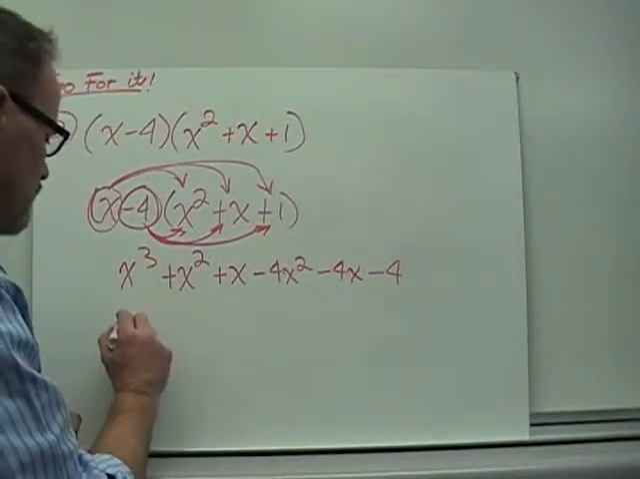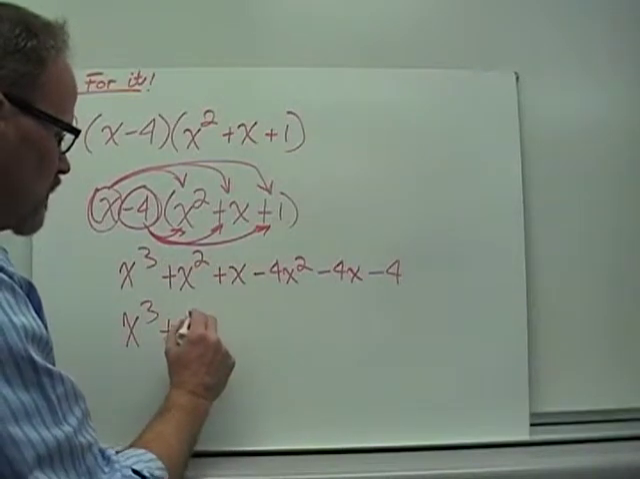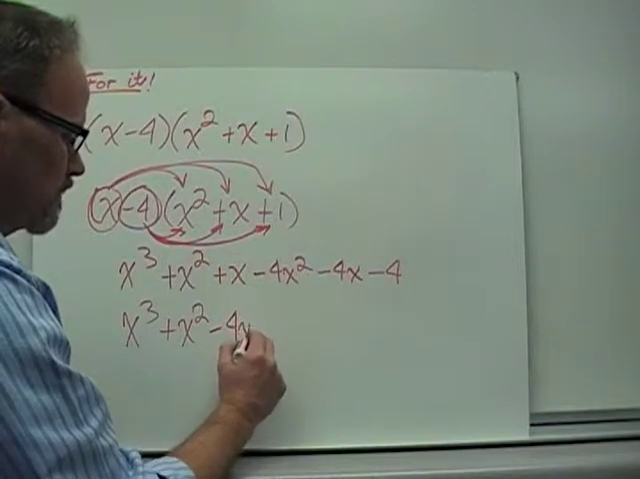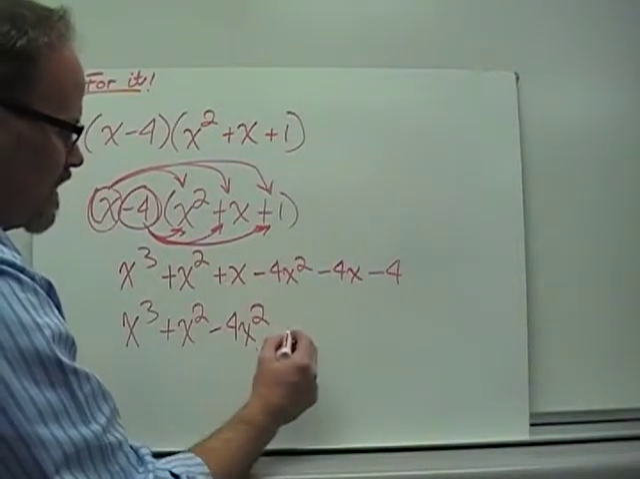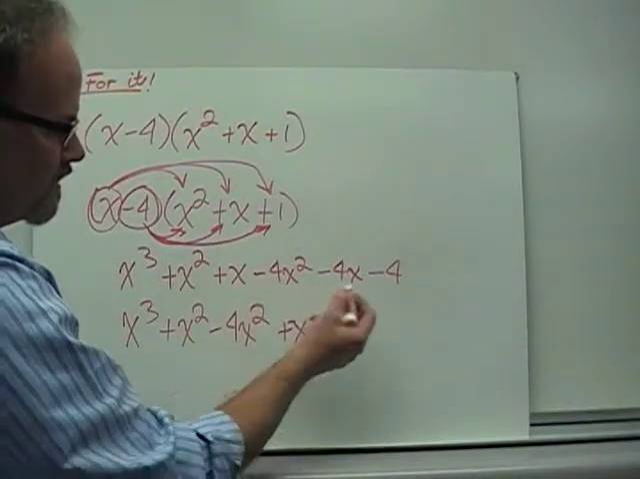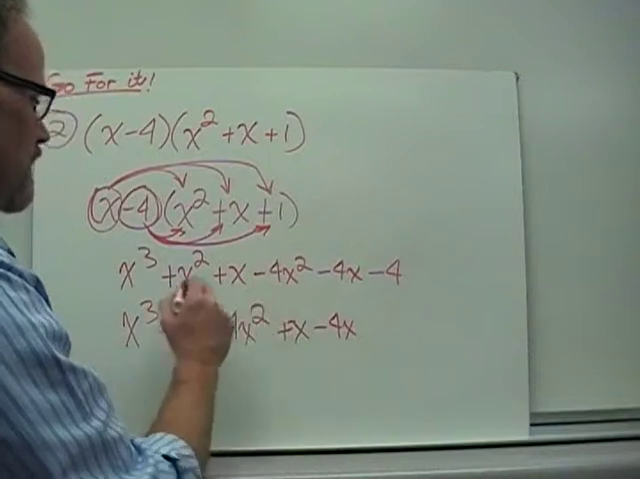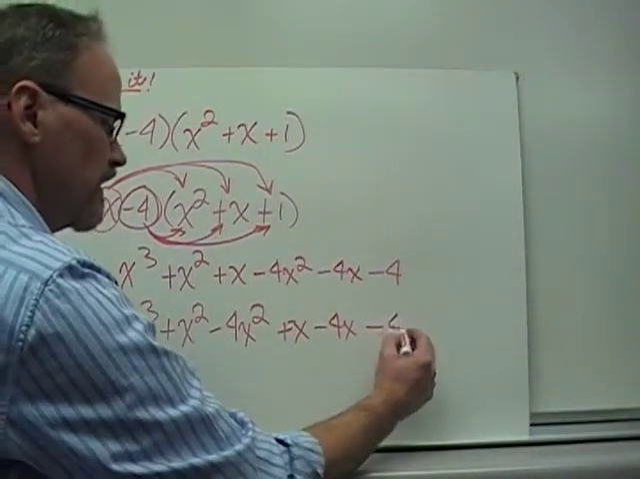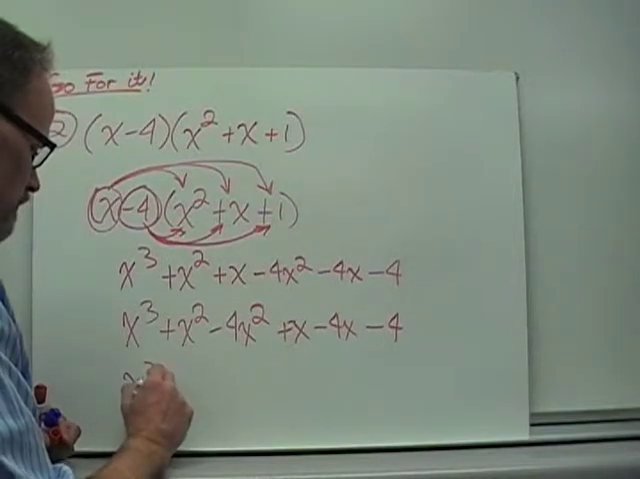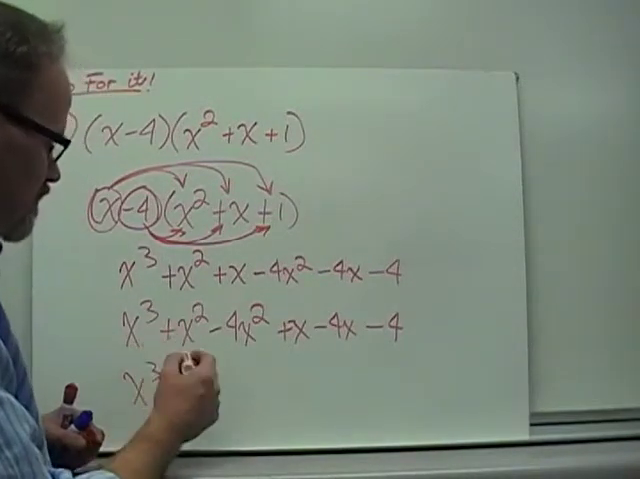So x cubed highest, plus x squared. Any more x squares? Here I have one right here. Next thing, I got my x's to the single exponent. I have another negative 4 x's over here. And my last term was the negative 4. All right, no cubed exponents to worry about to combine.